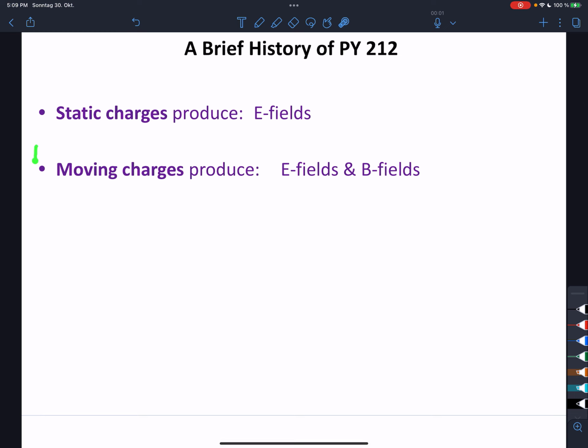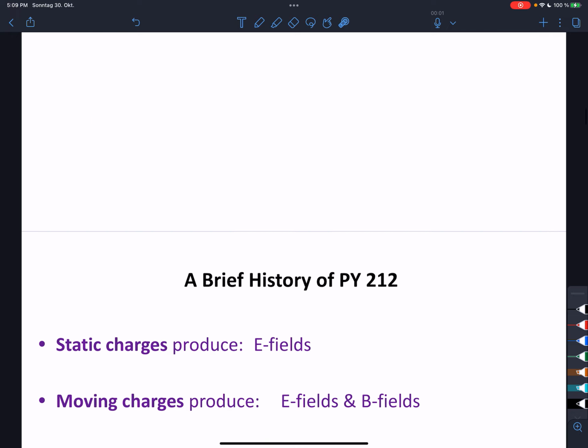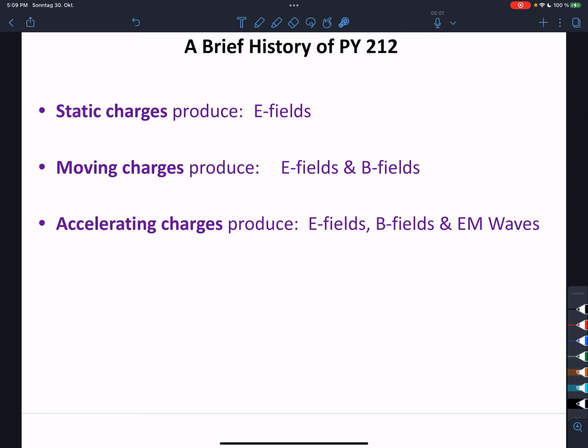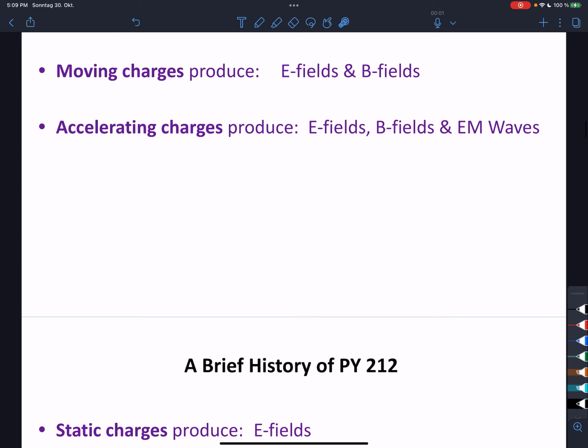Then we actually went further, okay? And we started discussing moving charges. And we discussed specifically that moving charges produce electric and magnetic fields, yeah? And something was new, like, for example, the magnetic field was produced by the currents or by moving charges. Okay, now finally, we also discussed that accelerating charges produce electric and magnetic fields, and they also produce electromagnetic waves. Okay, and today we'll discuss electromagnetic waves.